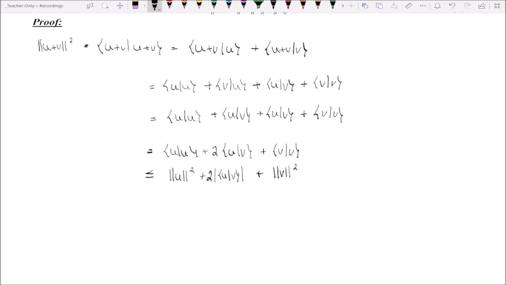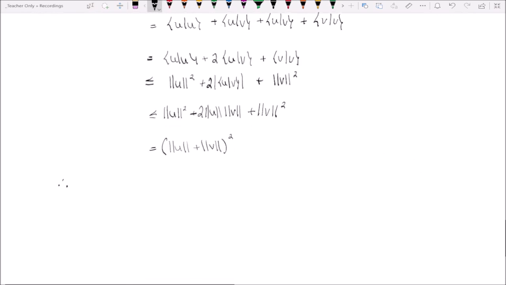Now using Cauchy-Schwarz, this can be written as 2 times norm of u times norm of v. And notice what this is. This is equal to the quantity norm of u plus norm of v squared. So what we've just shown is that the norm of u plus v squared is less than or equal to the quantity of the norm of u plus the norm of v, all squared. Taking the square root of both sides, we get our desired result.